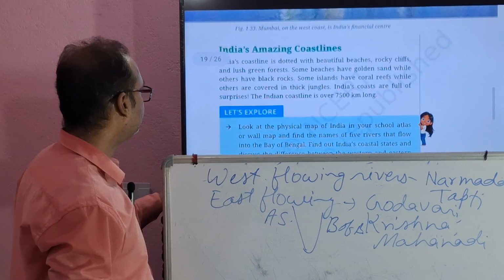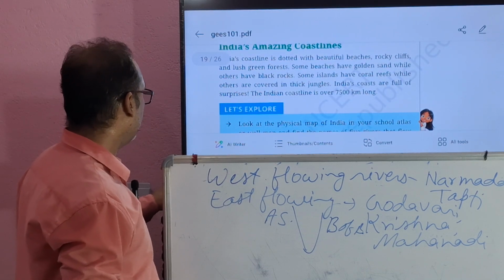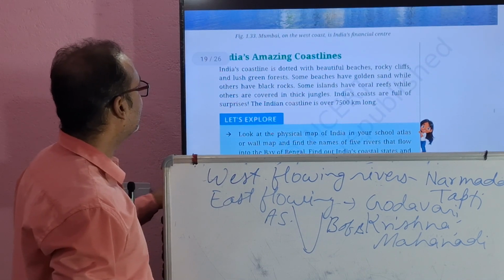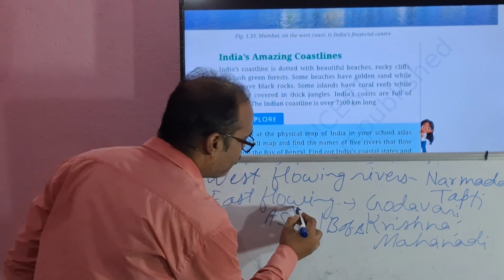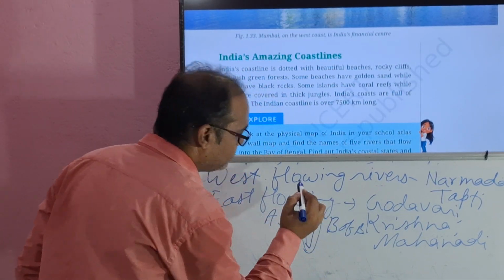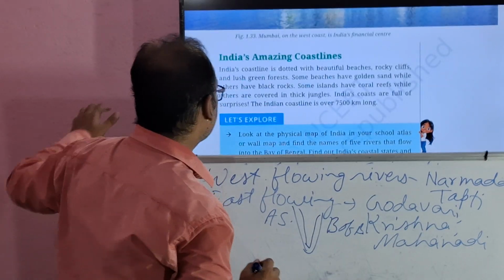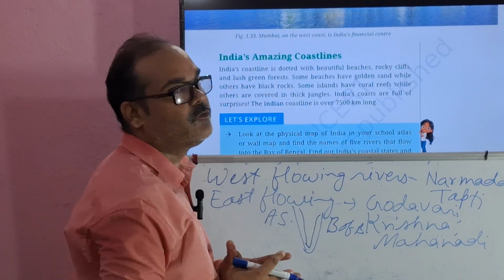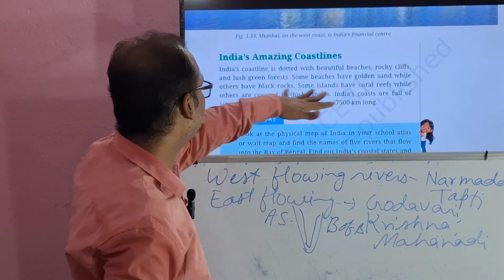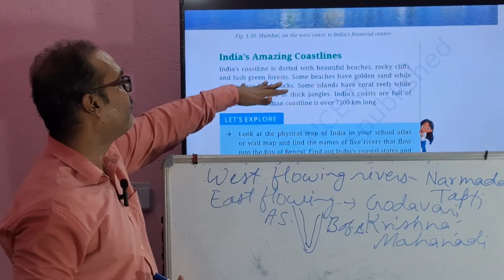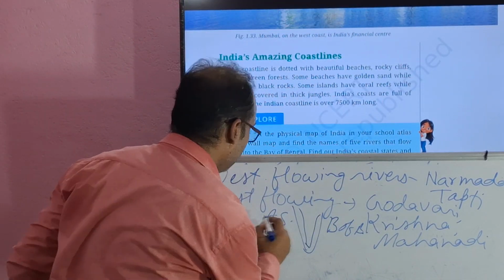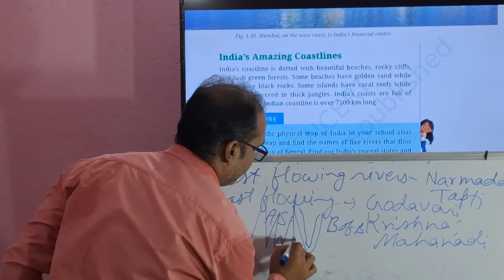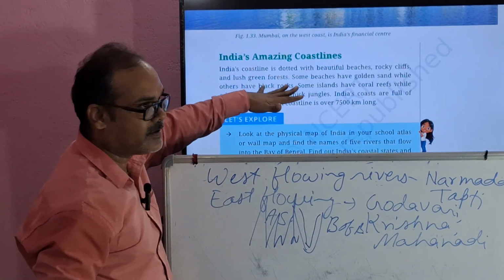Now, see here. Now we are going to start India's amazing coastlines. These are the coastlines, right? India's coastline is dotted with beautiful beaches, rocky cliffs, and lush green forest. Rocky cliffs means it is made of stone. It will be like this, right? Like this. Okay. And lush green forest.